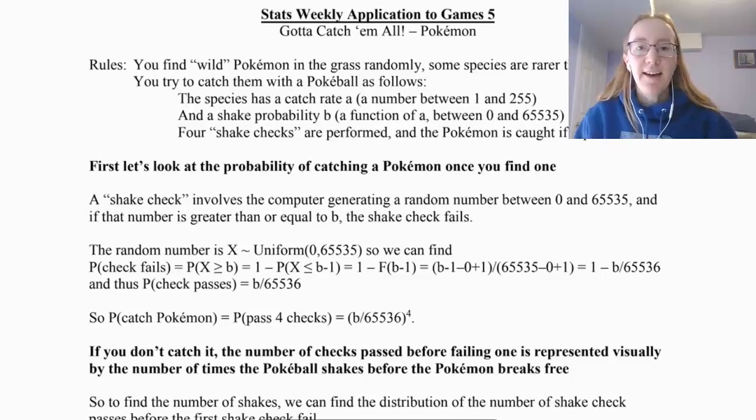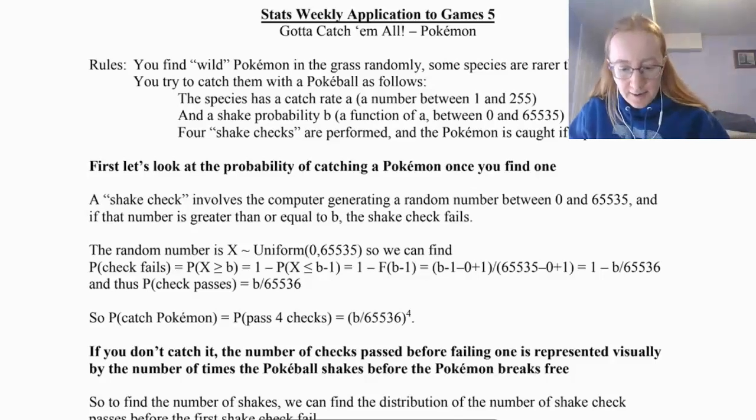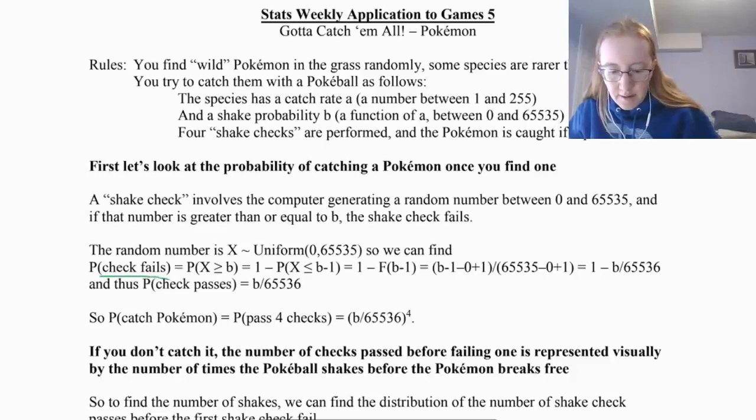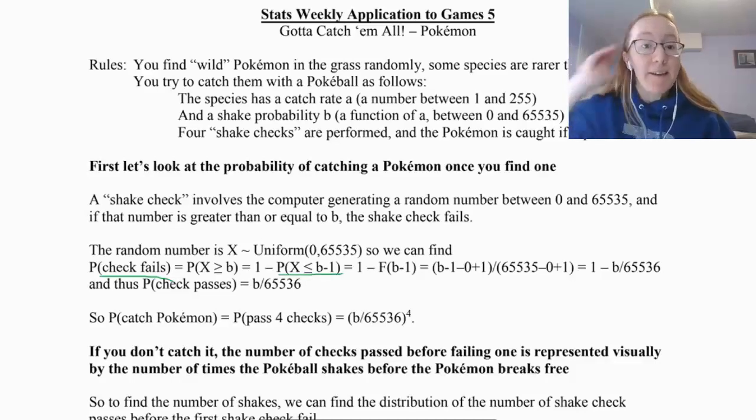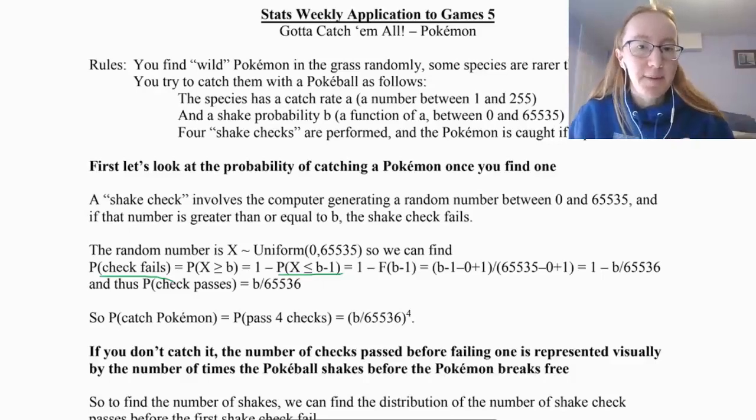And so essentially what we have is the number that the computer generates is a discrete uniform random variable on 0 to 65535. So we can use the probability that we know, or the CDF actually, to find the probability of passing the shake check. So the probability that the check fails here is the probability that X, the number generated by the computer, is greater than or equal to B, which we could take as 1 minus the probability X is less than or equal to B minus 1, because this is an integer valued thing that's being generated. And that, by definition, is just the CDF evaluated at B minus 1.